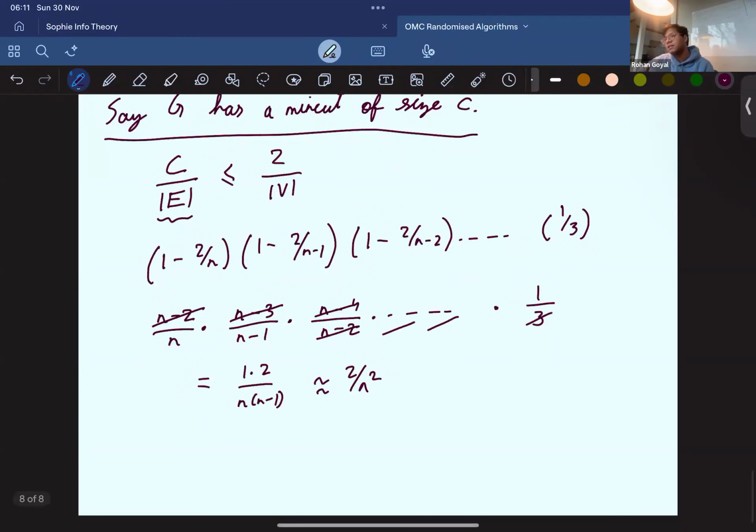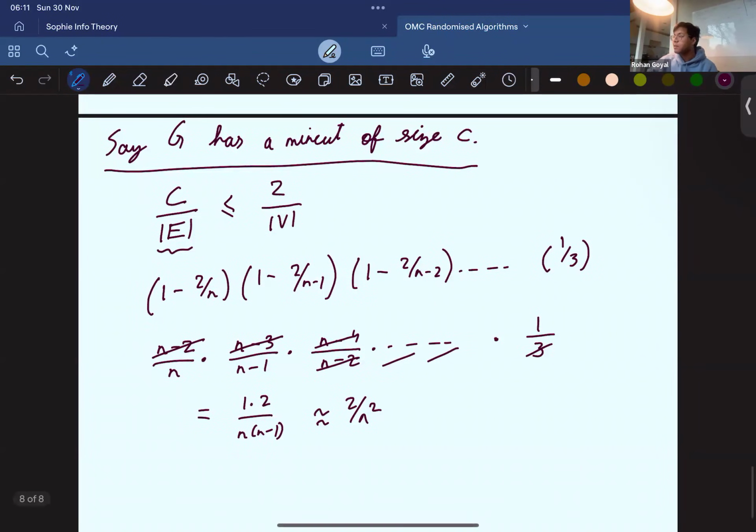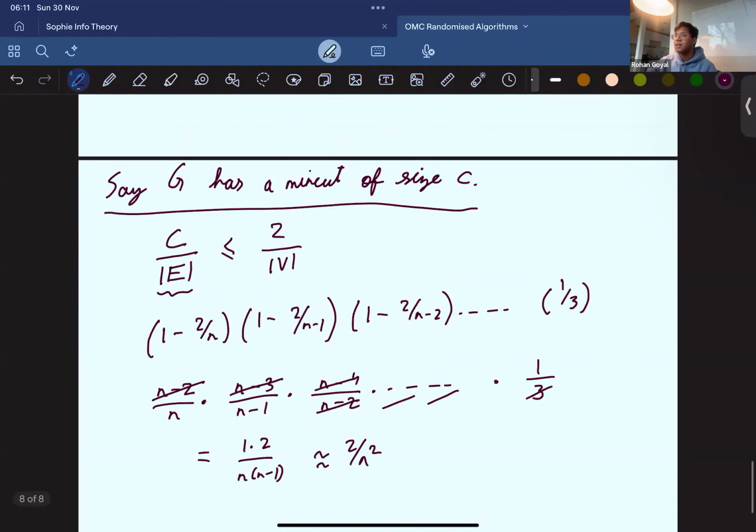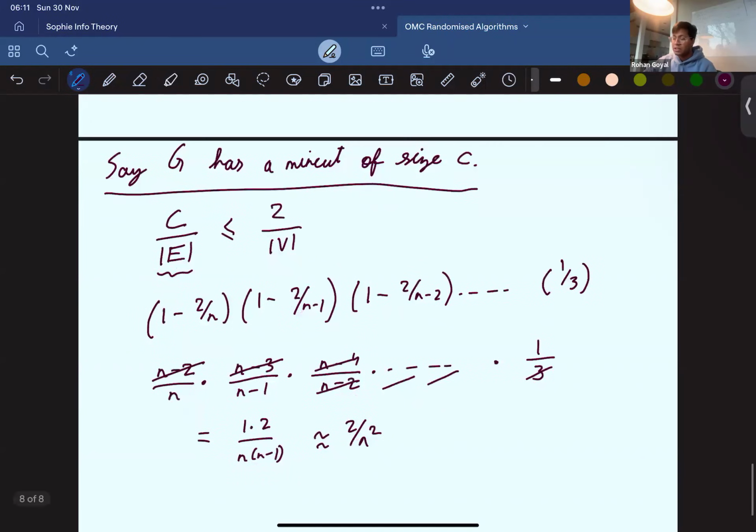There is one thing that it does, which is actually very cool. You can note that this is not just the probability of finding a min cut of size C. It's the probability of finding any given min cut of size C. You could have decided what the edges you care about are in advance, and it will still work with the same probability of finding that exact min cut. Since any given min cut has this much probability of being found, there can be at most n choose 2 min cuts.